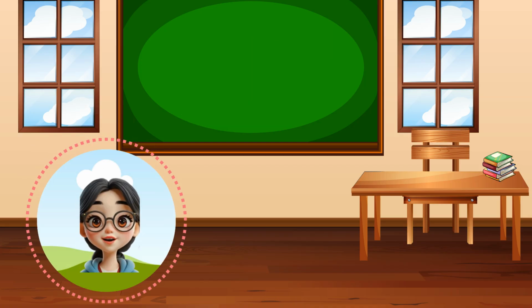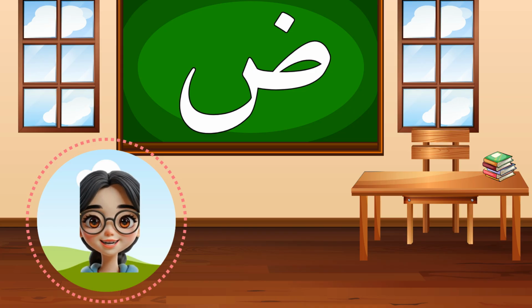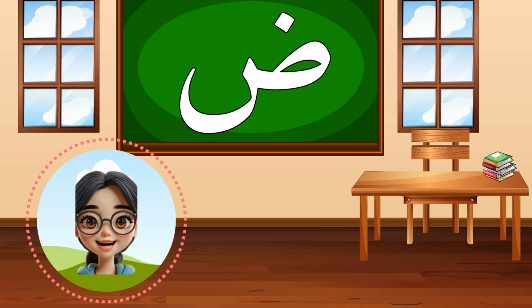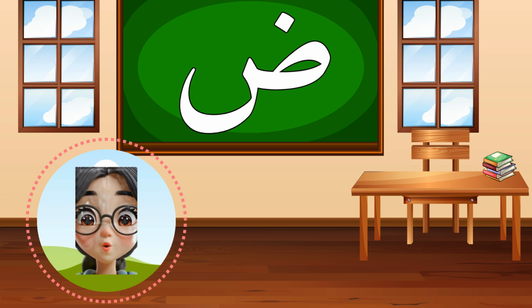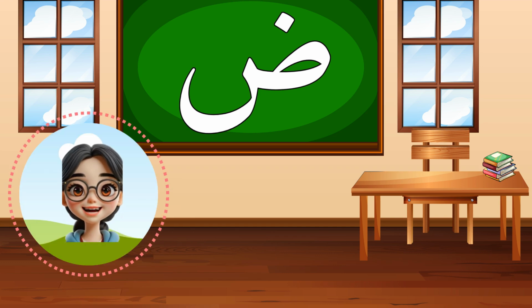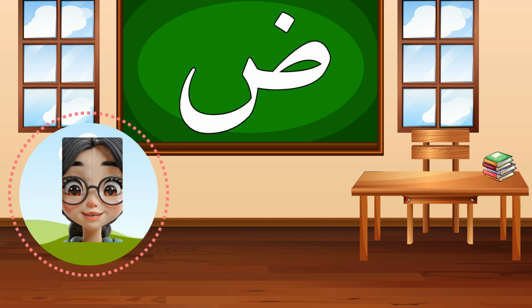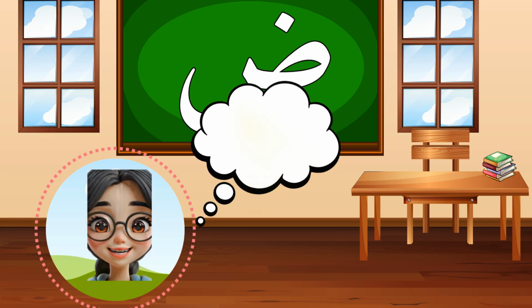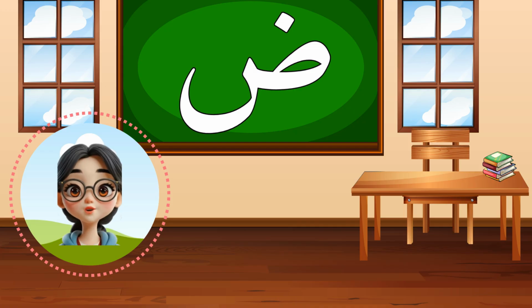Finally, we have Daad, a unique letter that doesn't have an equivalent in English. It sounds like a mix of D and TH. Imagine a drum with a deep sound, which can help you recall this letter. Daad appears in words like dhaw, meaning light. Repeat it after me. Daad.